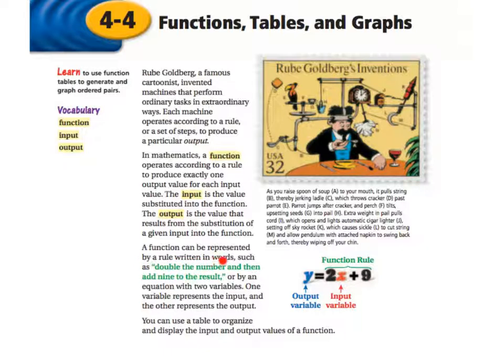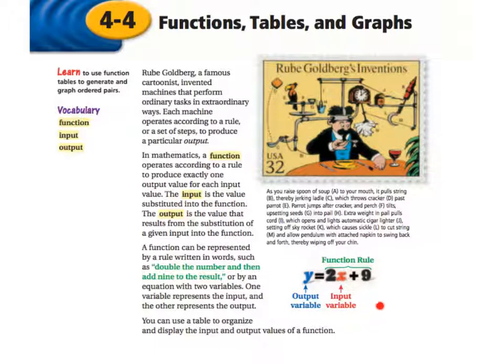A function can be represented by a rule written in words, such as double the number and then add 9 to the results, or by an equation with two variables. One variable represents the input and the other represents the output. You can use a table to organize and display the input and output values of a function. So here's what they mean by that.